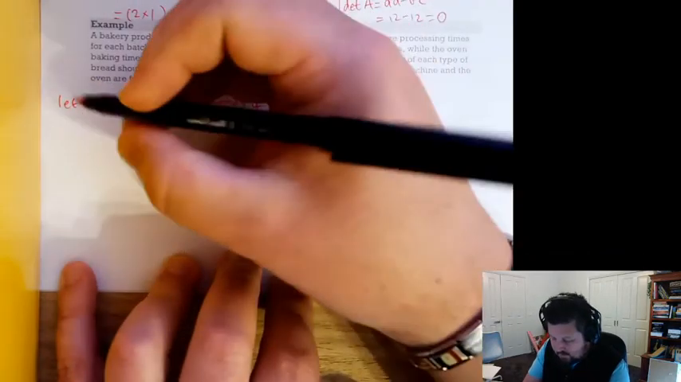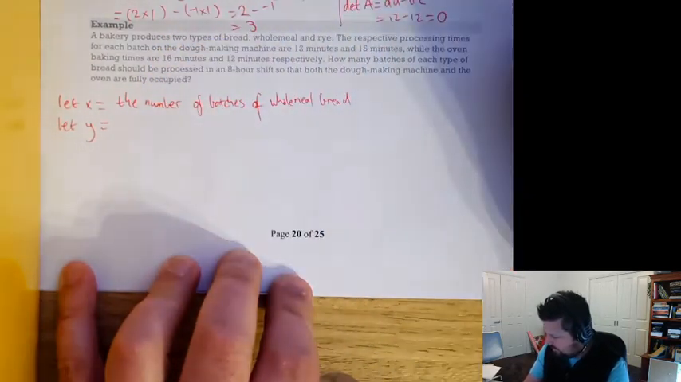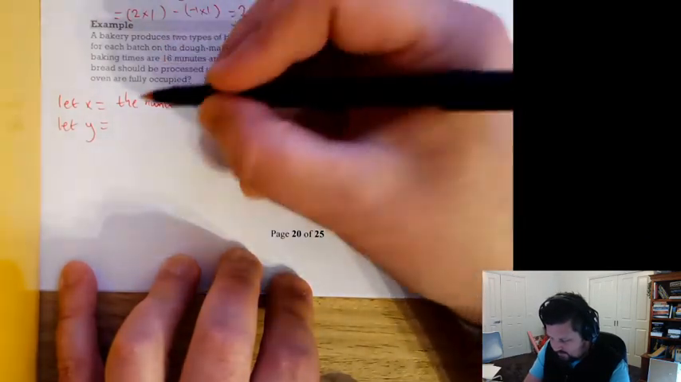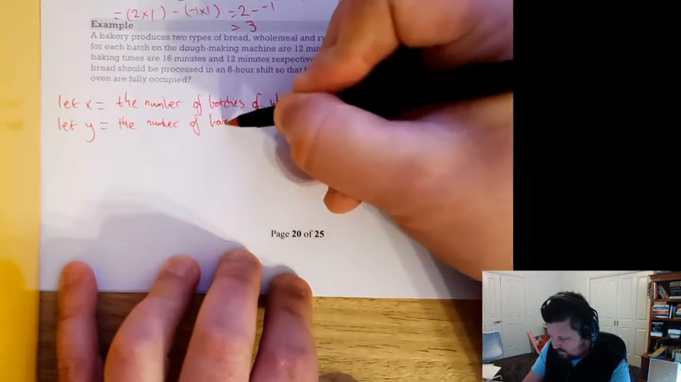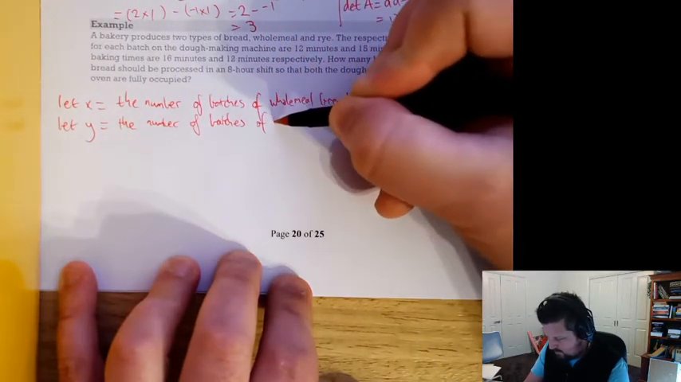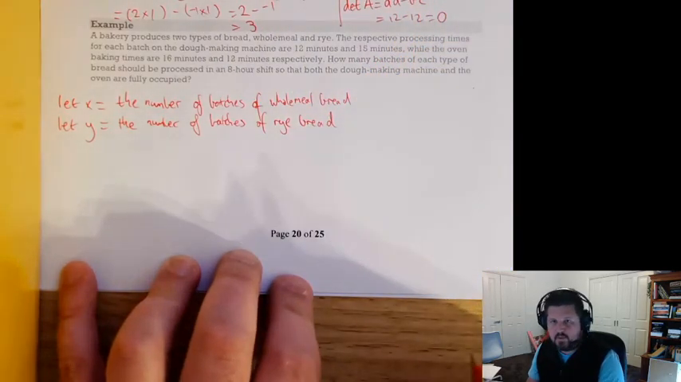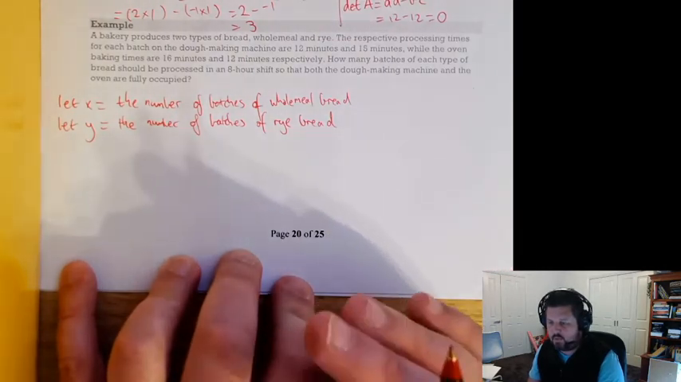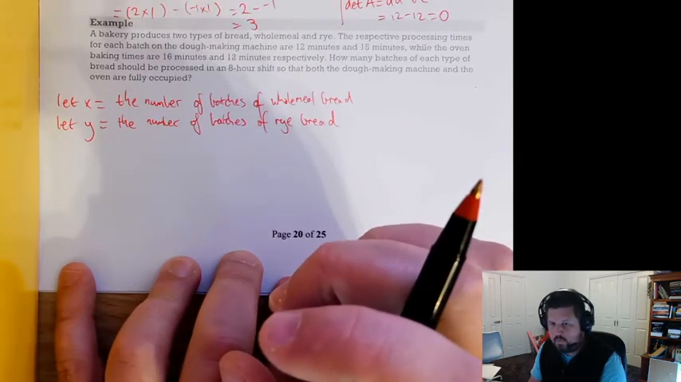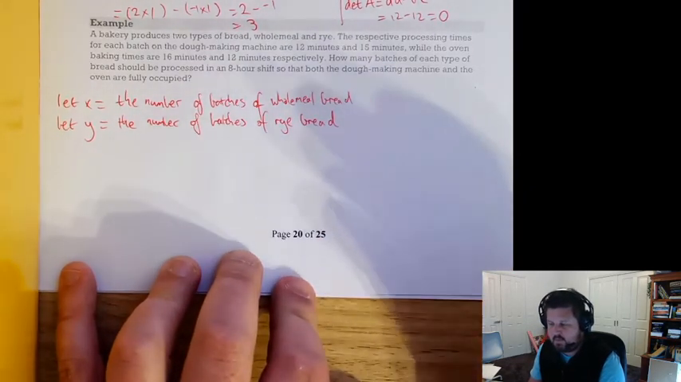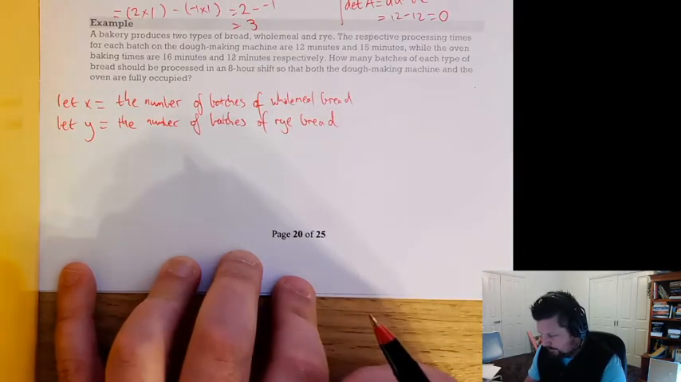And again, I'm very adventurous, so I'm going to let the other variable be Y, and we're going to let that be the number of batches of rye bread. Perfect. Alright, now that we've got those variables, we need to create some equations. Now, we've got 2 variables that we want to work out, so what we need to realize is that we need 2 equations. Yep. So let's get those 2 equations.